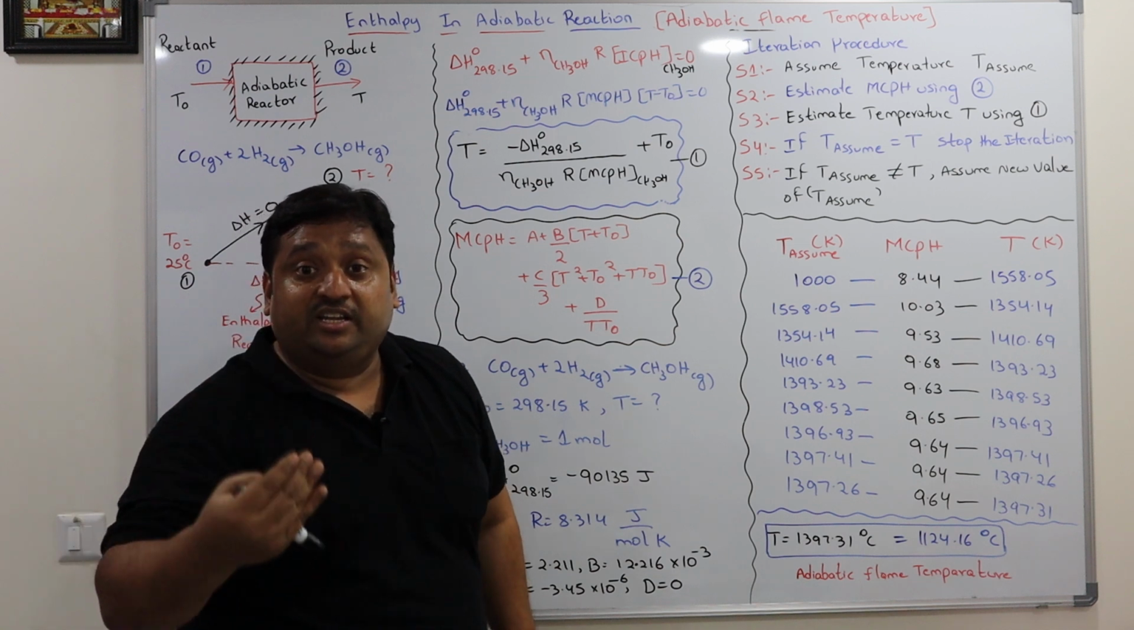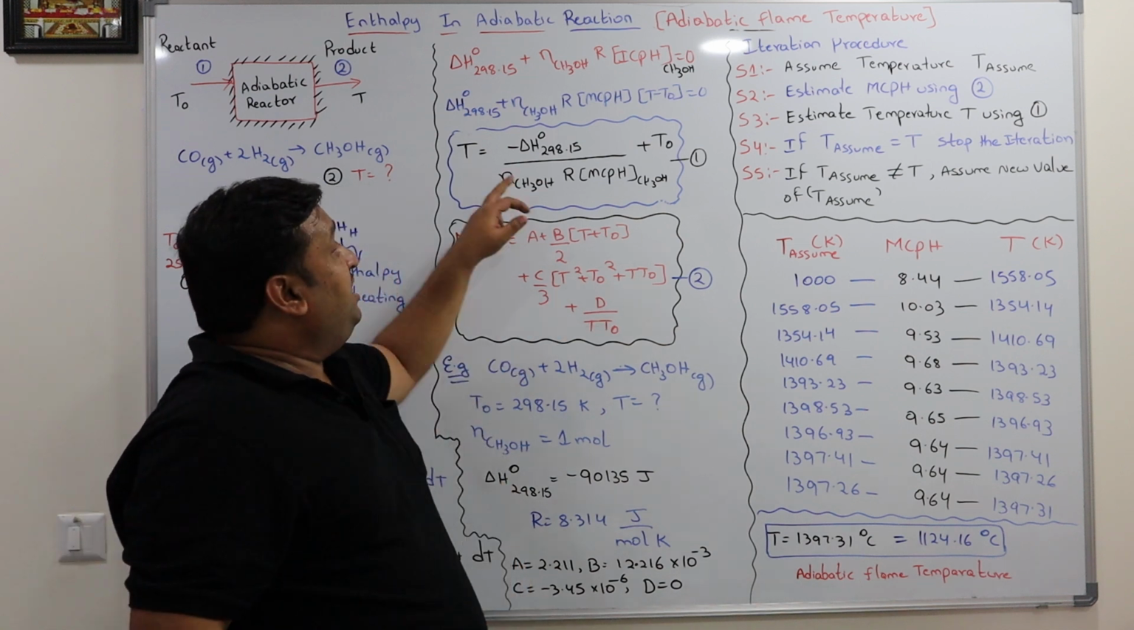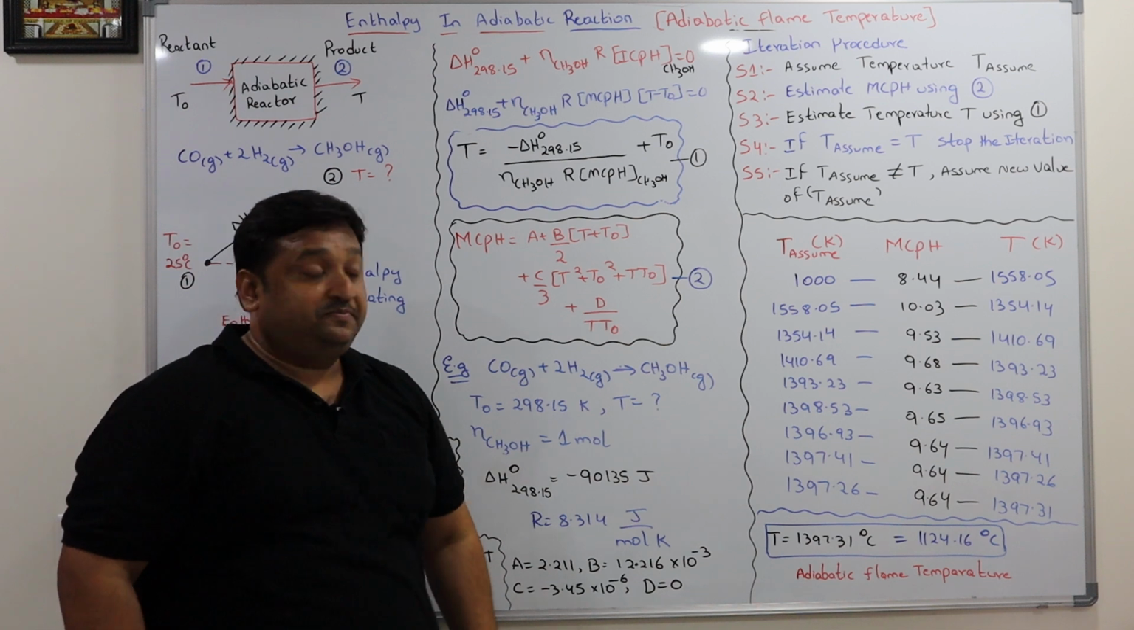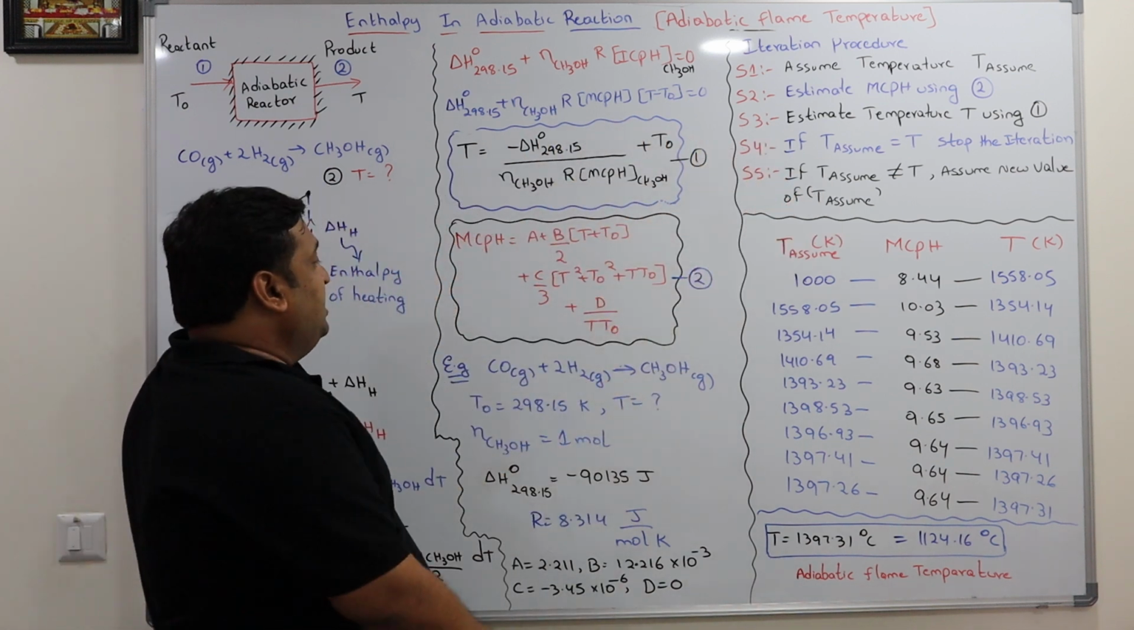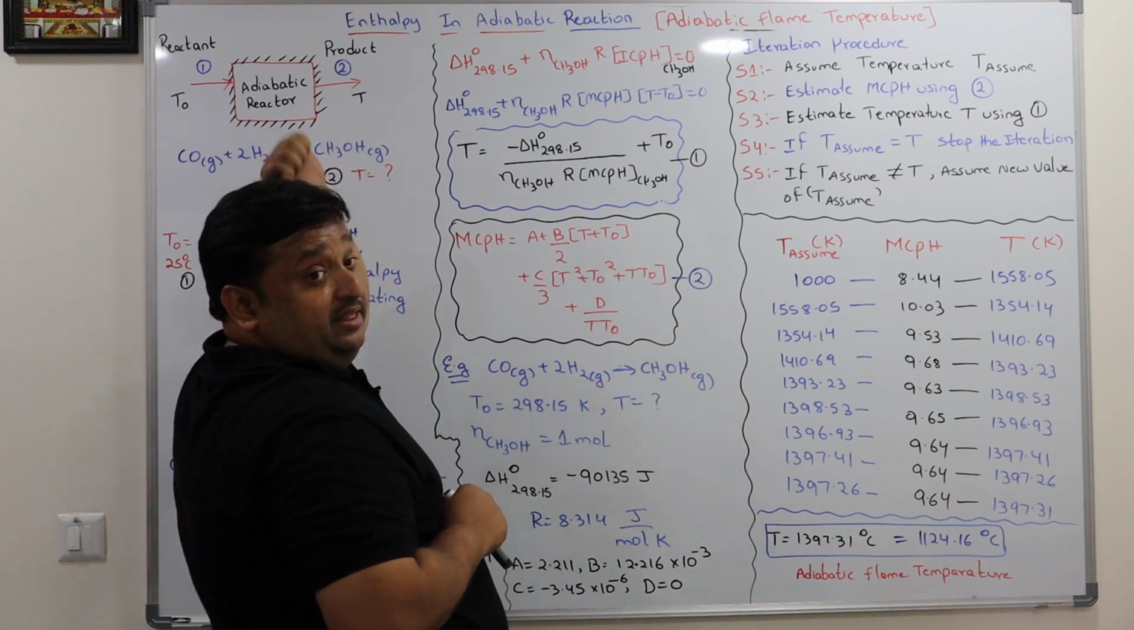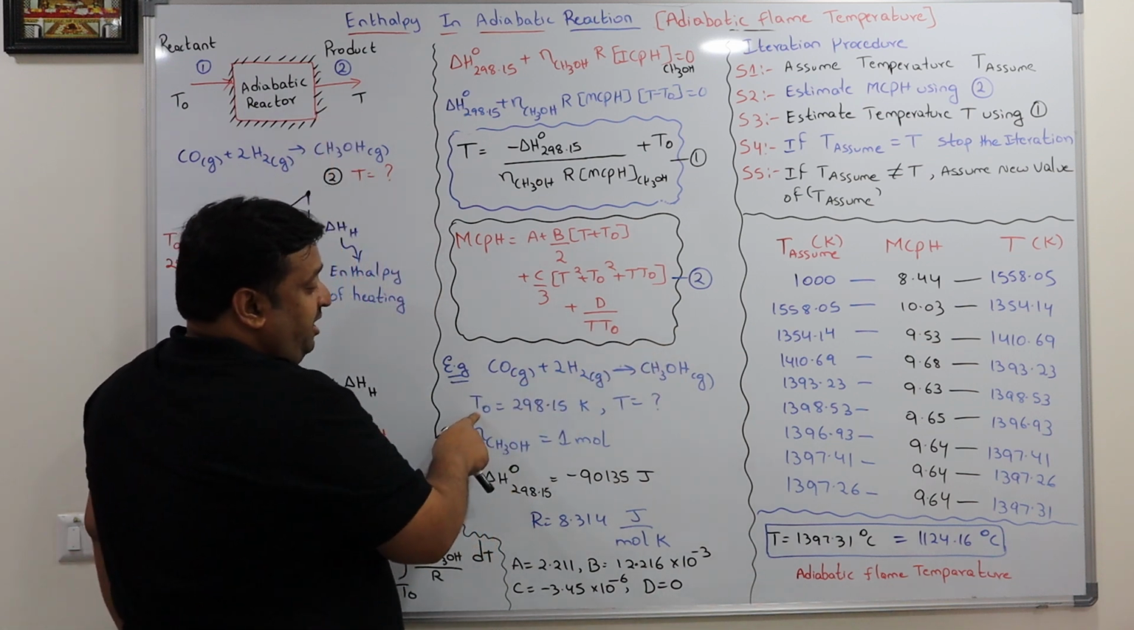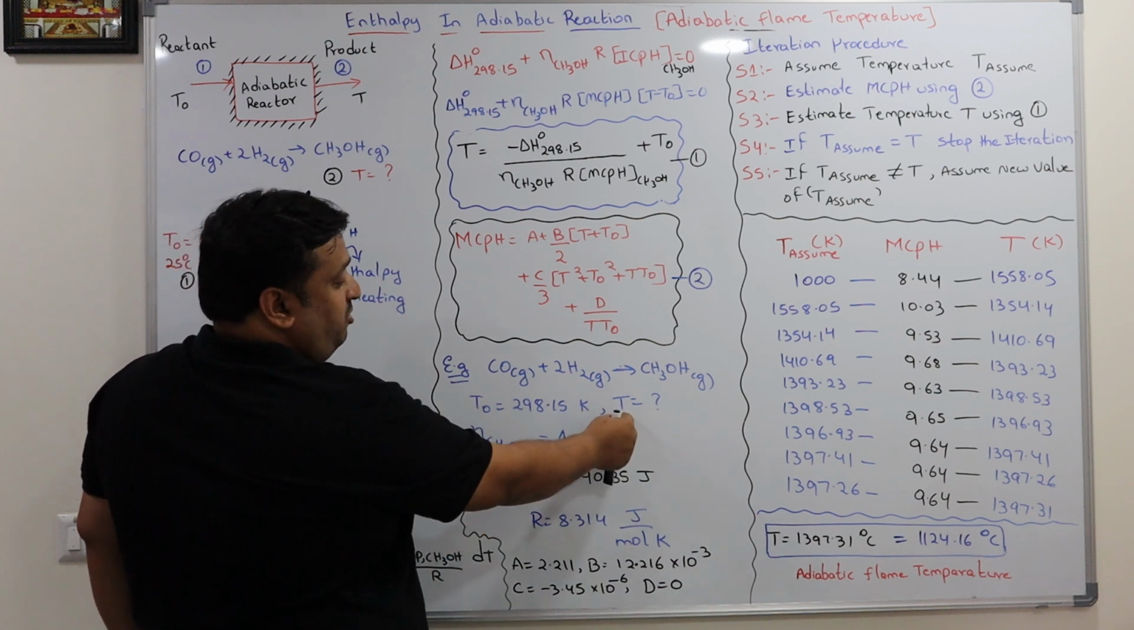So this is the iteration procedure you are supposed to do to find out the final temperature T. I will explain the iteration procedure also, don't worry. Assume this reaction is happening in adiabatic conditions. I know the initial temperature, and I have to find out T.